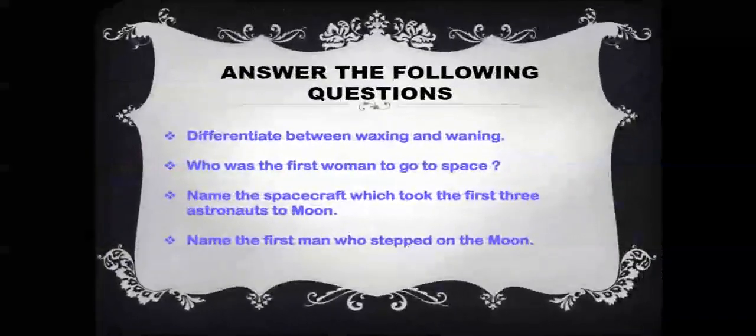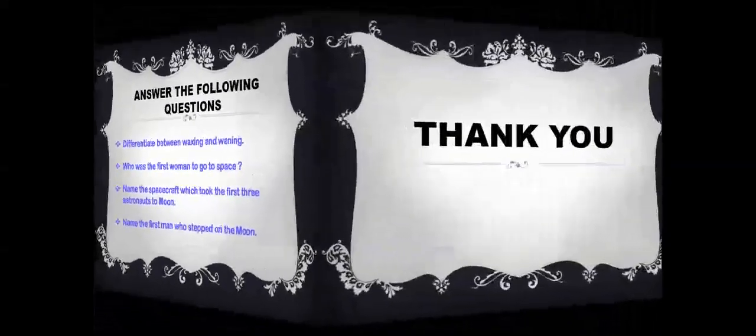So, children, that's all for this concept today. I have some questions for you all. You can try to answer these questions orally to test your own knowledge. The first question is, differentiate between waxing and waning. Who was the first woman to go to space? Name the spacecraft which took the first three astronauts to the moon. And the last question is, name the first men who stepped on the moon.